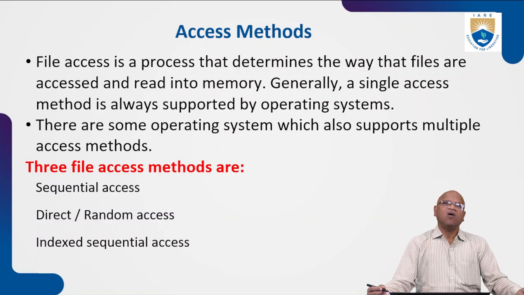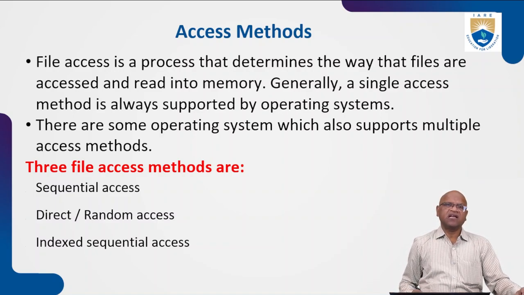So, how to access the file from the hard disk, that is called access methods. The methods are sequential access, direct or random access, and indexed sequential access. These are the three file accessing methods. We'll see one by one what is sequential access, direct and random access, and indexed access.